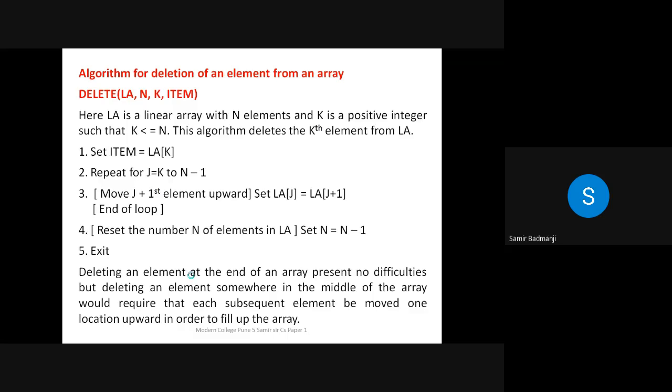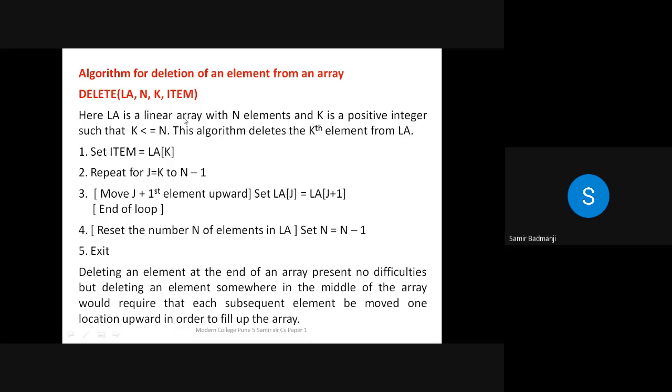Now we'll just see the algorithm. Similarly here, delete is the name of the function. LA is the name of the array. N is the number of elements that you want in that array. K is the location at which you want to delete that element. And item is the element that you want to delete. K is the location and this is the element. So this all you have to write. Don't write from steps 1 to 5. You have to specify what LA means, what N means, what K means.